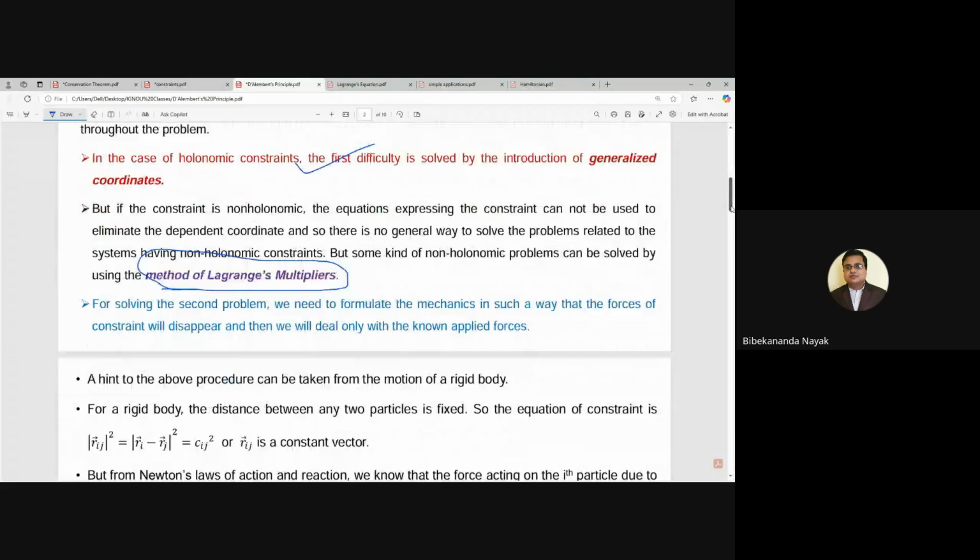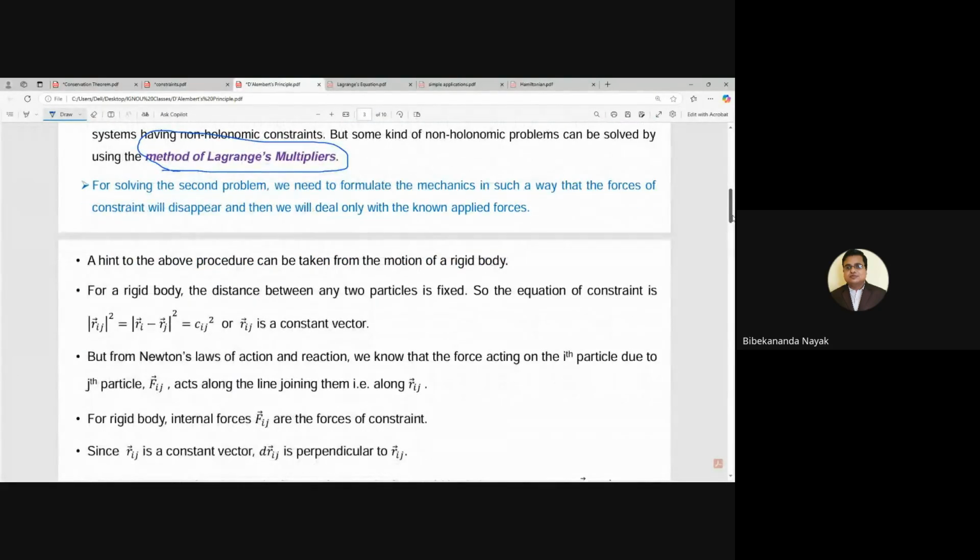For the second problem, we need to formulate the mechanics in such a way that the force of constraint will disappear and then we will deal only with the known applied force. So to remove the unknown force of constraint, we use some kind of mechanics such that the force of constraint can completely disappear from our problem, so that we deal with only applied force.